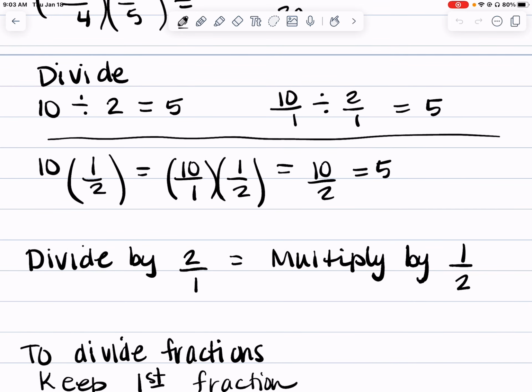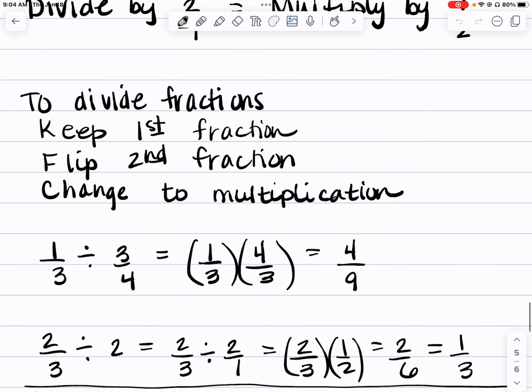Divide. 10 divided by 2 is 5. That's the same as 10 over 1 divided by 2 over 1. Okay, well, let's see what 10 times 1/2 is. Half of 10 is 5. 10 over 1 times 1 over 2. 10 times 1 is 10. 1 times 2 is 2. 10 divided by 2 is 5. So we can see that dividing by 2 over 1 is the same as multiplying by 1 over 2.